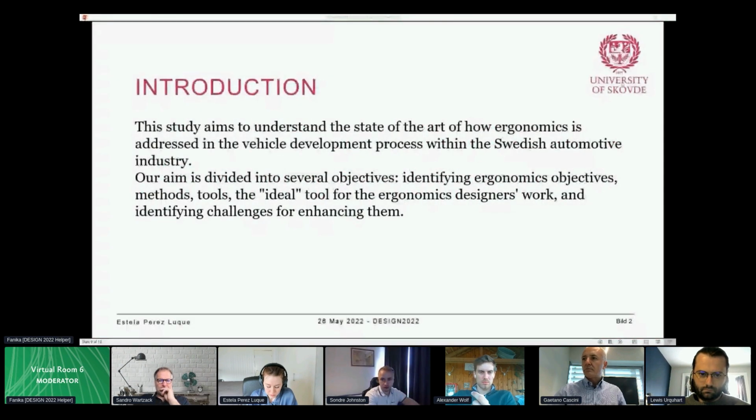Ergonomics designers are one of the groups in charge of studying how a product will affect the potential end user. Ergonomics design methods and objectives, therefore, can be applied in many different contexts or application areas. In this case, this study aims to understand the state of the art of how ergonomics is addressed in the vehicle development process within the Swedish automotive industry.